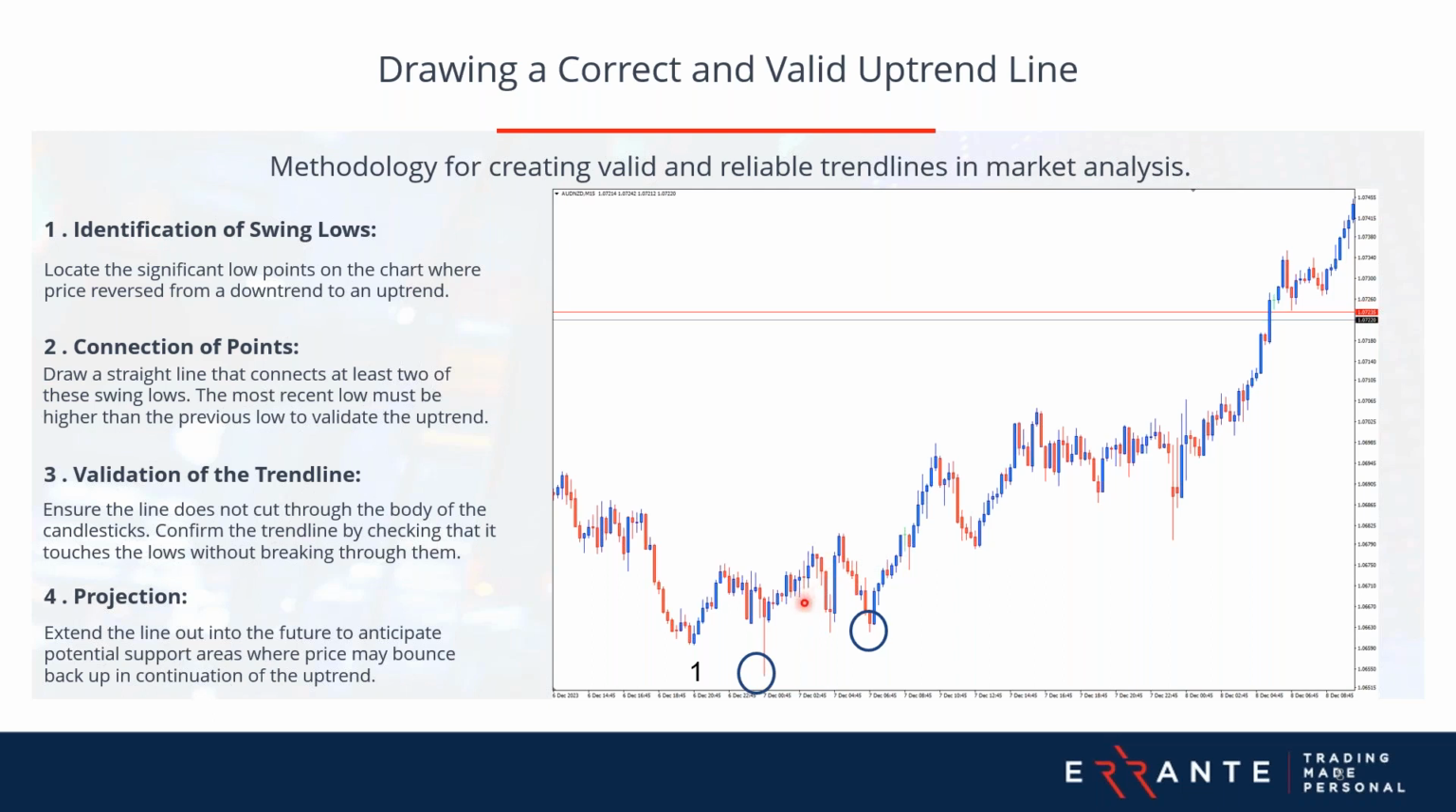Once you have identified at least two swing lows, for sure we need at least two swing lows, it's time to draw your line. Start from the earliest low and connect it directly to the following higher low. This creates an upward sloping line that should sit neatly under the price action, acting as a floor that prices touch but typically do not penetrate. It's essential that this line does not cut through the bodies of the candlesticks. It may pass through shadows or wicks.